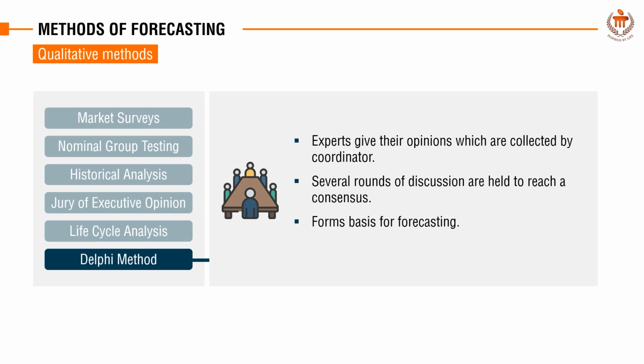For example, in the tech industry, the Delphi method may be used to forecast the future of artificial intelligence by consulting AI researchers, software engineers, and industry leaders. Their combined insights after several rounds of discussion can lead to a well rounded prediction of the technology's trajectory. The Delphi method is particularly useful when precise data is unavailable and expert knowledge is critical, although it can be time consuming due to the iterative rounds required to reach a consensus.